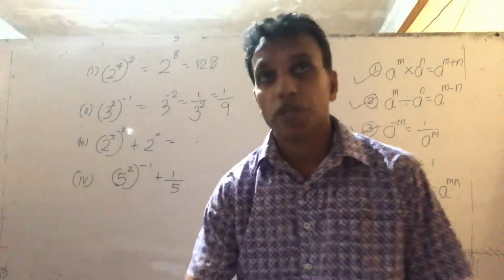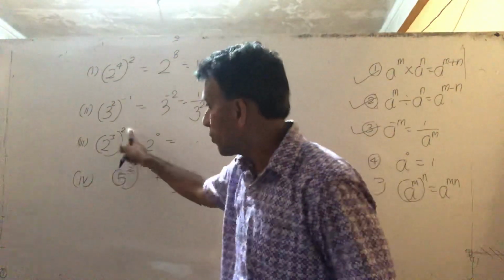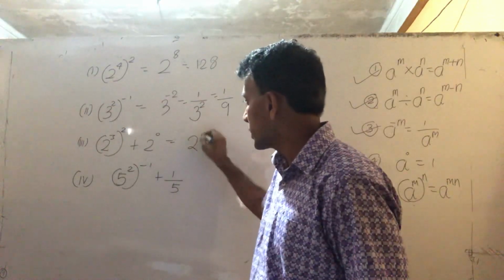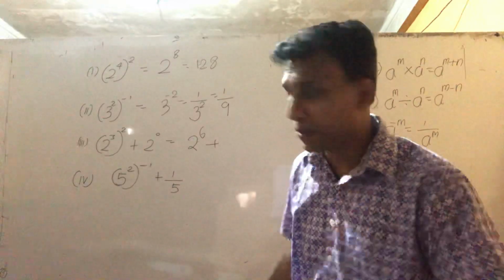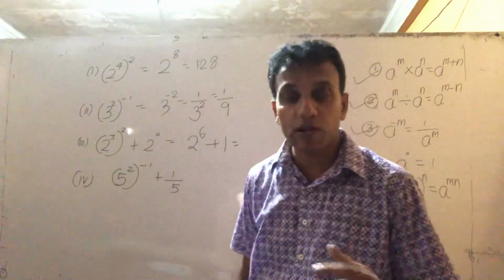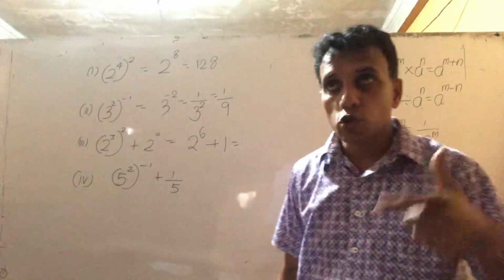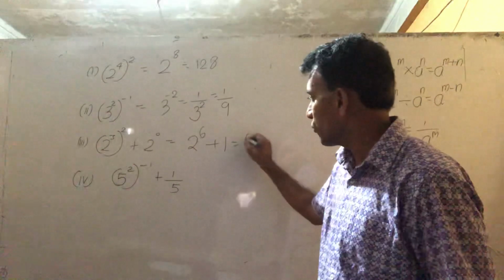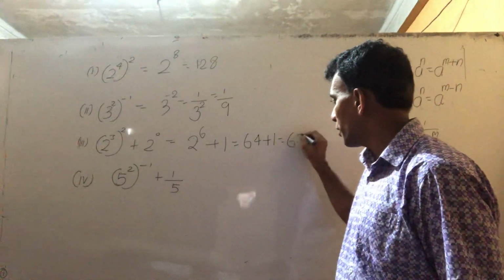See the next question. Now you know how to apply this last rule. Here, power of a power, multiply: 2 to the power 6. What is power 0? 1. Now the problem says evaluate, give the final value. What is 2 to the power 6? 64, plus 1, that is 65.